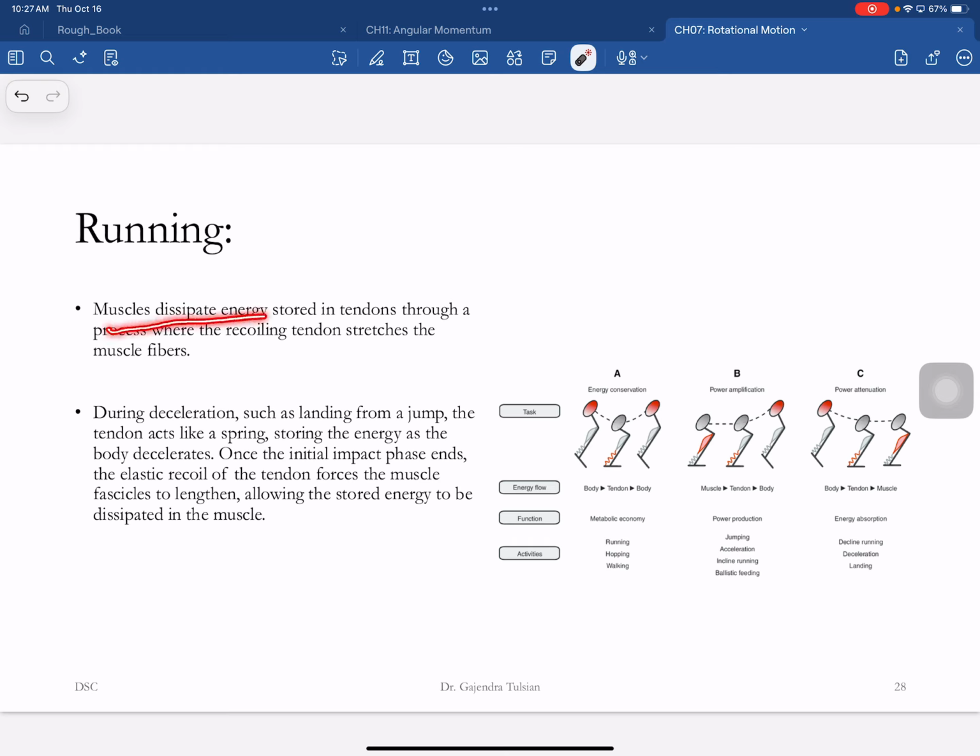Muscles dissipate energy stored in tendons through a process where the recoiling tendon stretches the muscle fiber. Okay, so when you are going downhill, the energy stored in the tendon had to be dissipated, turned into heat. You don't want to turn that into motion. Okay, and so what this did was when the tendons relaxed, it stretched the muscle. And then the stretched muscle will dissipate that energy.